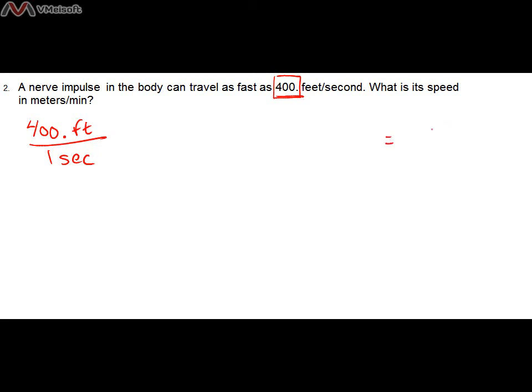Okay, so here's the deal. We want to express this same measurement of speed just in different units, but it's going to be the same thing. We want it to end up just in these units, in meters per minute. Okay, so here's the deal. Units can act just like algebraic variables.